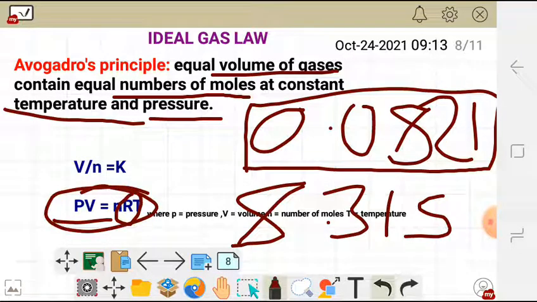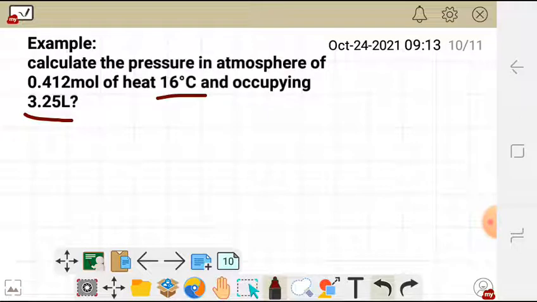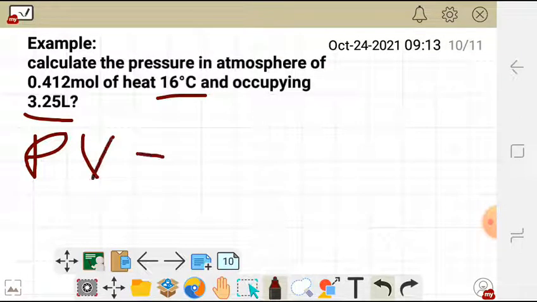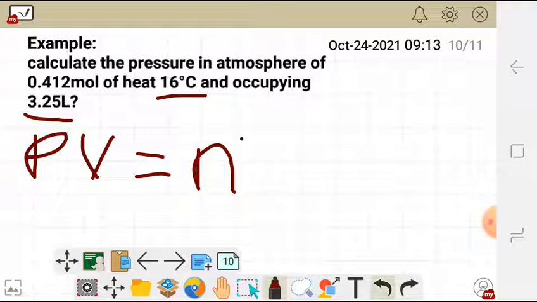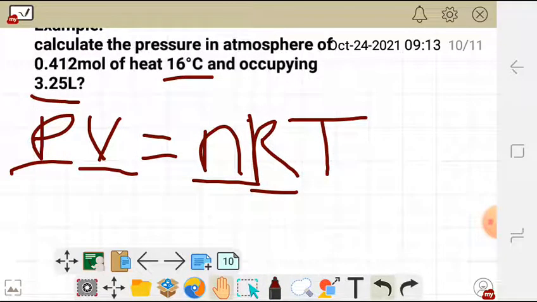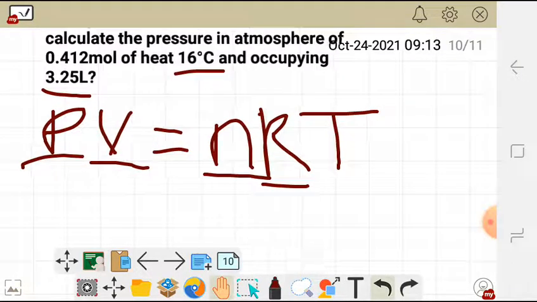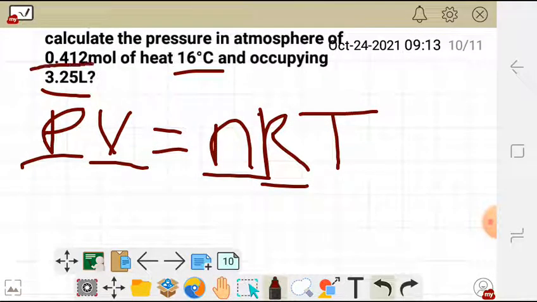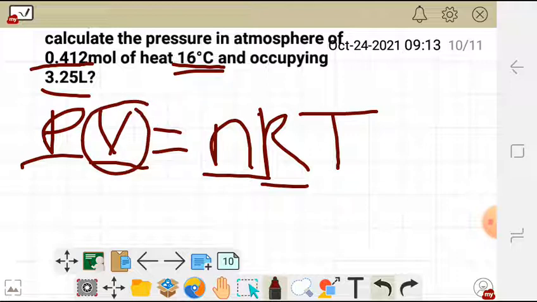Now let's go back to our formula, PV is equal to nRT. That's the formula that we're going to use here, where T is temperature, R is the constant, n is the number of moles, V is volume, and P is pressure. So we have the number of moles, which is 0.412, the temperature, which is 16, and our volume here is 3.25. We have been told to find the pressure.